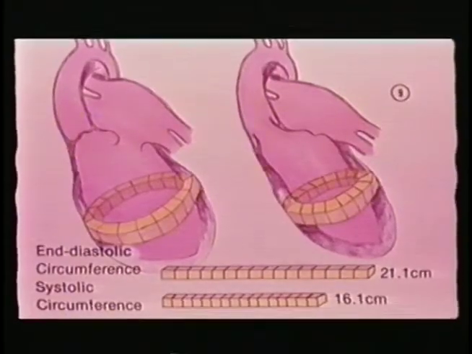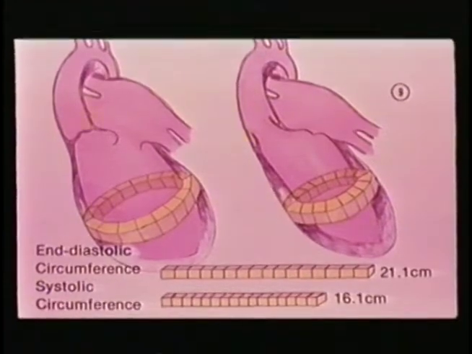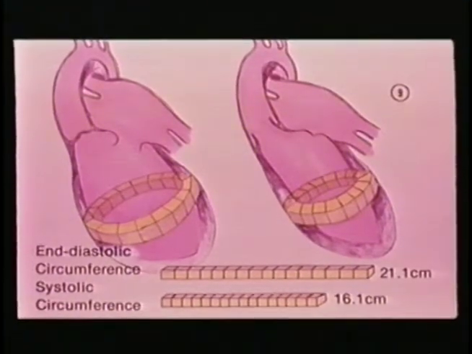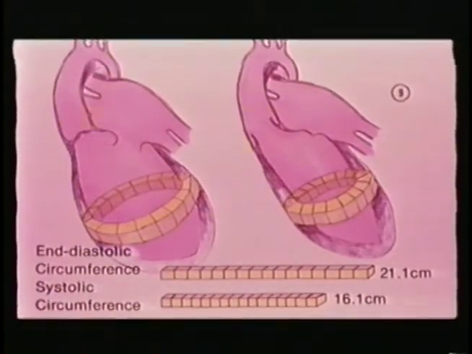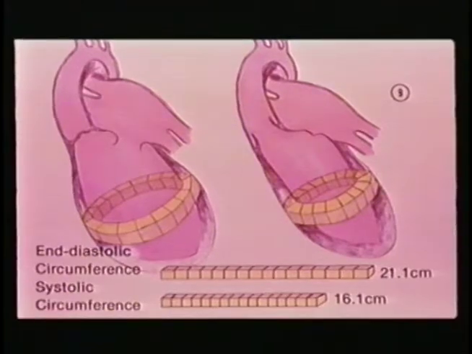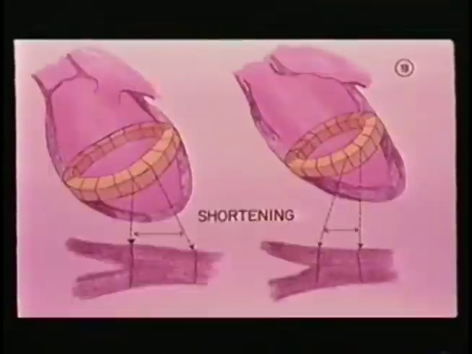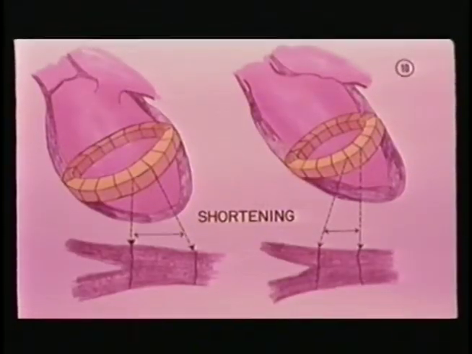Slide 9. The decrease in ventricular volume is caused by a decrease in ventricular circumference. The circumference in this example is 21.1 centimeters at the end of diastole and 16.1 centimeters at the end of systole. Slide 10. The decrease in circumference is due to a shortening of each muscle cell or element in the circumference.